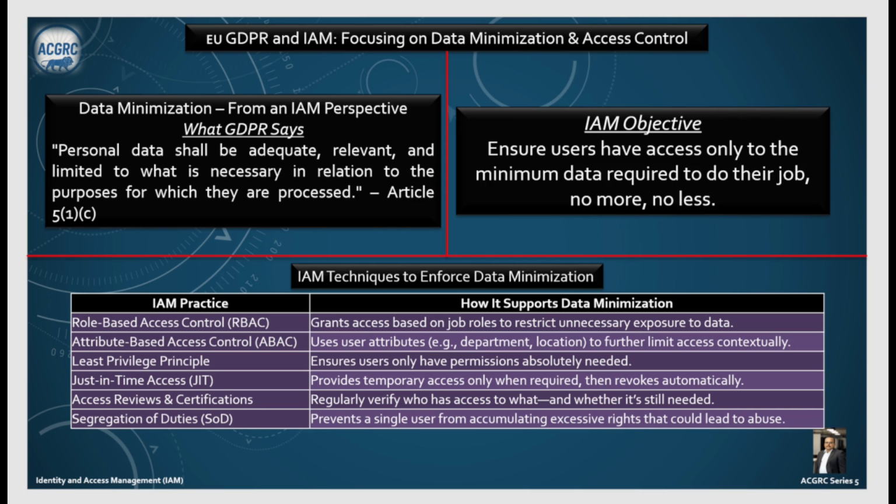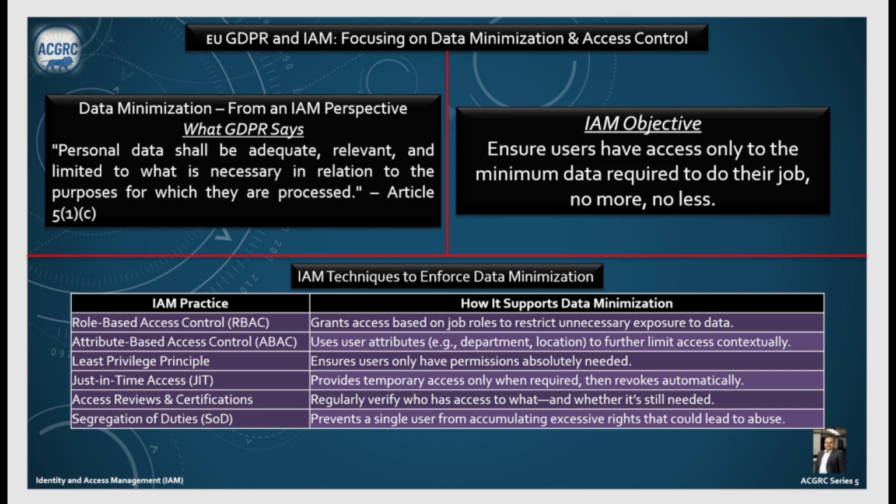What are the techniques for enforcing data minimization in IAM? First is RBAC, wherein we grant access based on job roles to restrict unnecessary exposure to data. Then we have ABAC, wherein user attributes are used for limiting access contextually. Then we have the least privilege principle, which is ensuring only the permissions absolutely needed. Then we have JIT, just in time access, which provides temporary access only when required, then revokes it automatically.